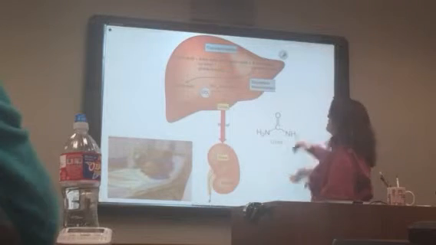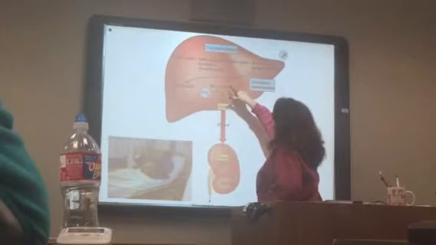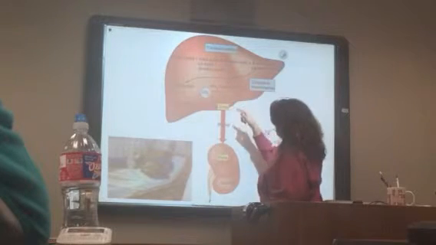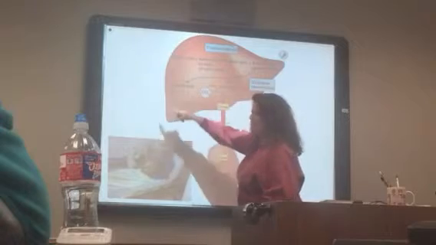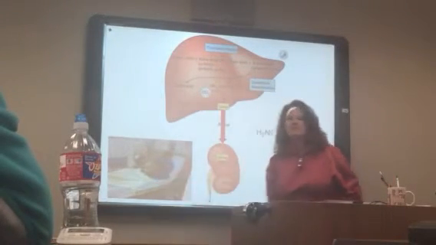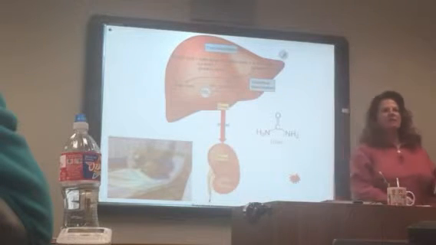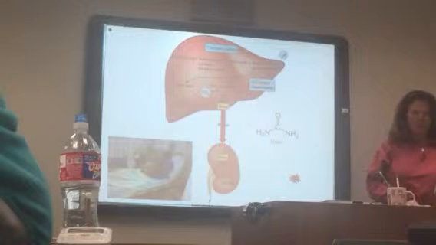So the amino acid is broken apart. The ammonia becomes urea. It's peed out. What's left is going to become energy, and I'll show you that in just a second. What I want to pause is to look at end-stage liver failure. So the liver's job is to turn the ammonia into urea.